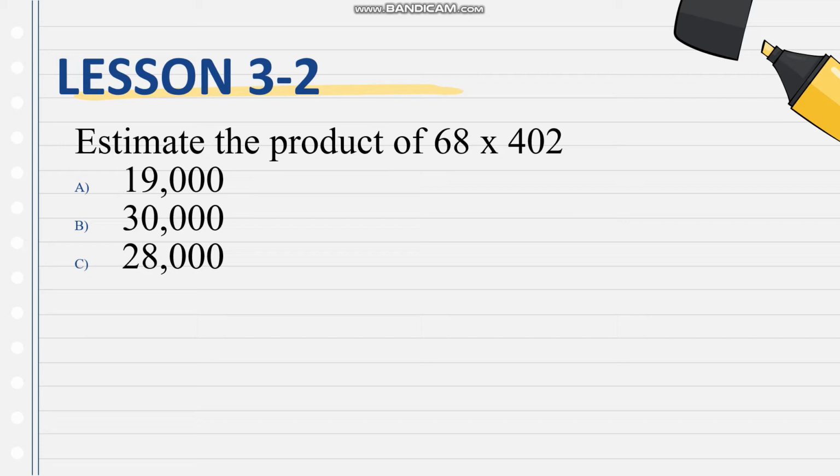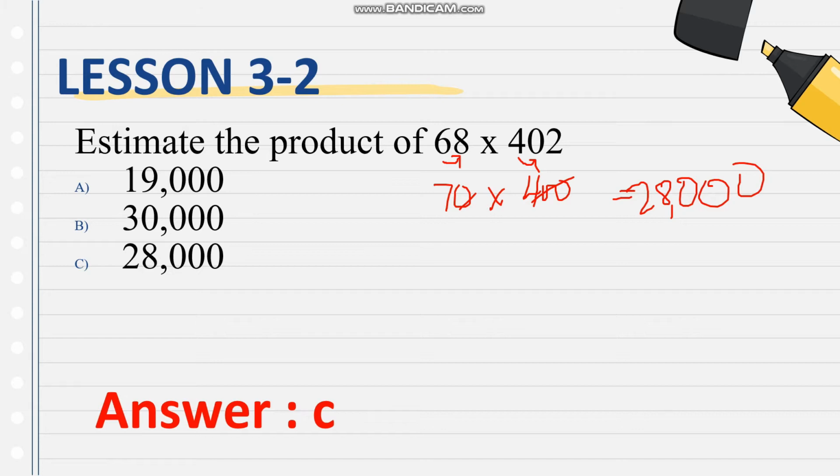Next, estimate the product of 68 multiplied by 402. So if I'm going to round this one, this is nearest to 70 and 402 is nearest to 400 if I'm going to use rounding. So 70 multiplied by 400, cancel all the zeros. We have three zeros, put them into the product, and 7 times 4 is 28. So the answer is 28,000.